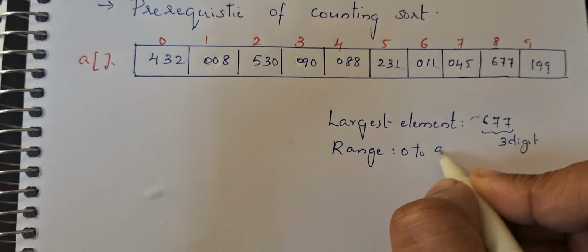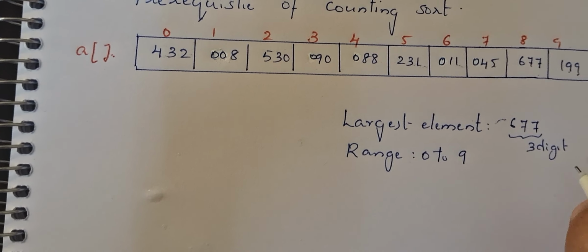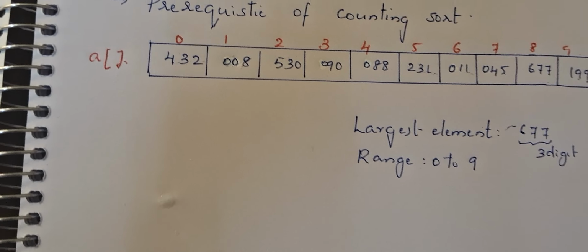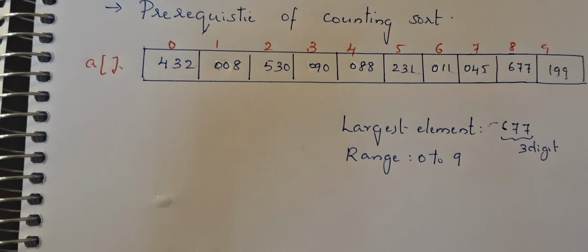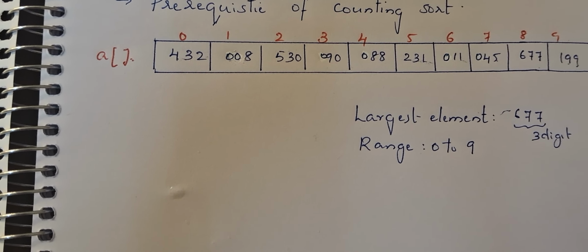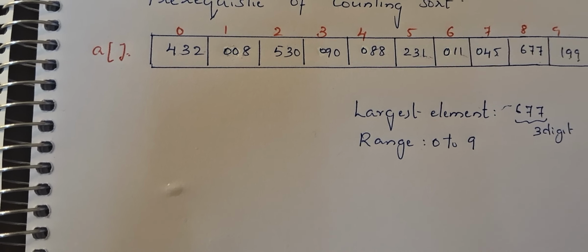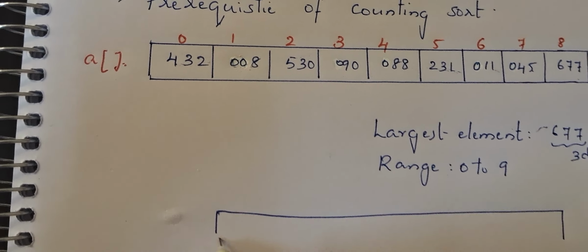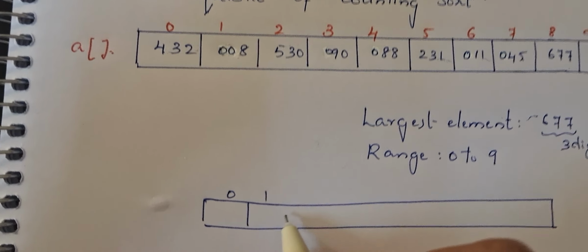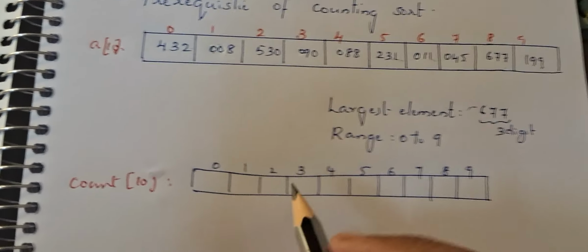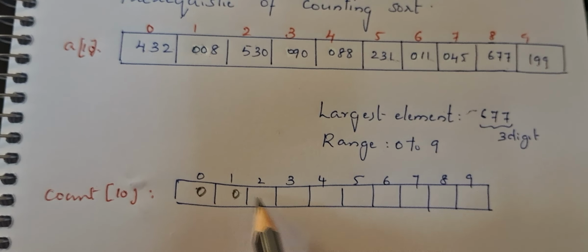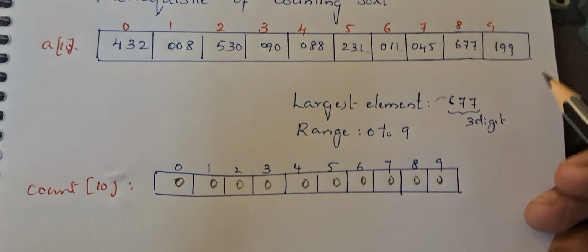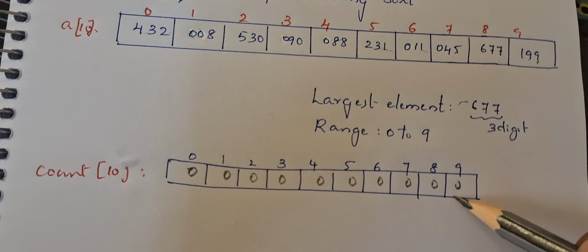Here the range varies from 0 to 9. Normally we are taking the numbers 0 to 9. So we need to maintain the count array. In counting sort, we initialize all the array elements with 0. So you create a count array with indexes 0 to 9, and initially we assign 0. Then we traverse the array elements and update the count array.